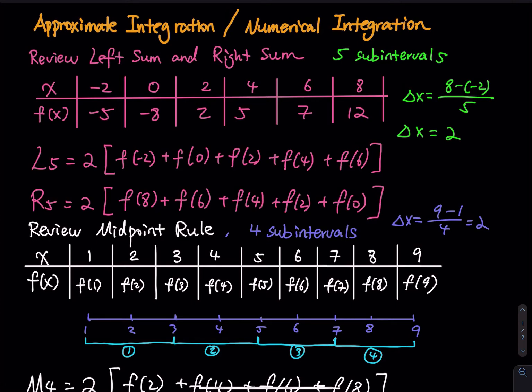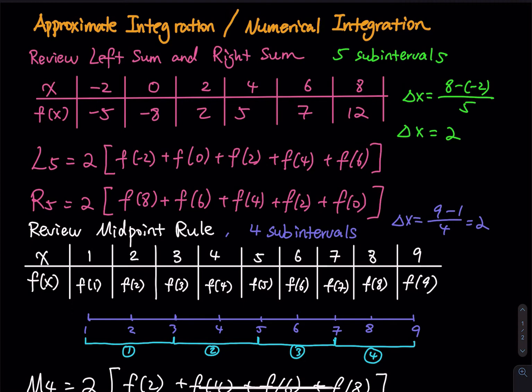So I have a table of values. The first row is x, and the second row is the y value. I want to find the left sum and right sum using 5 subintervals. Since the maximum is 8 and the minimum is -2, to find delta x, the width of the strip or the width of the rectangle, we take the maximum minus the minimum, 8 minus -2, which is 10, divided by 5 intervals. So each interval is 2 units long.